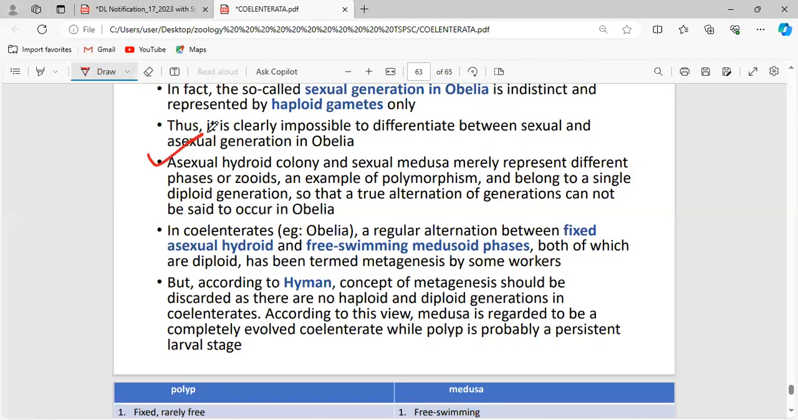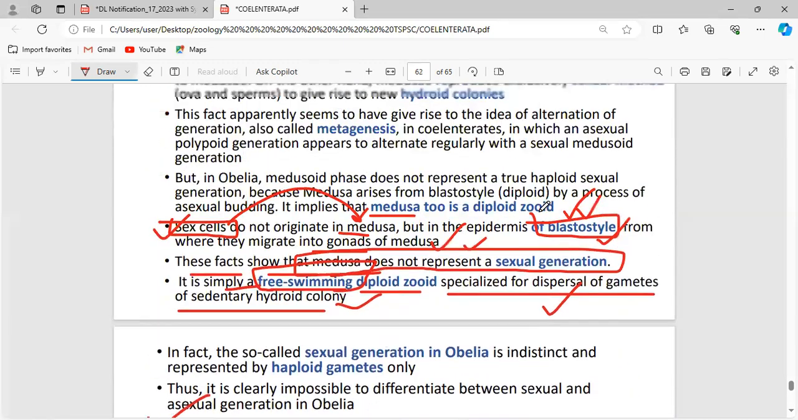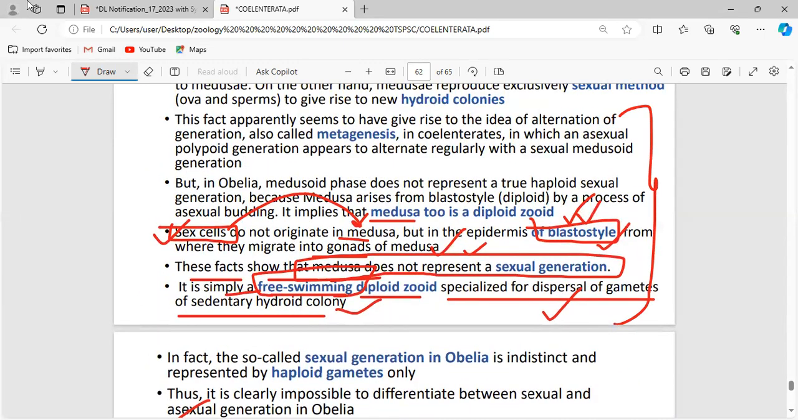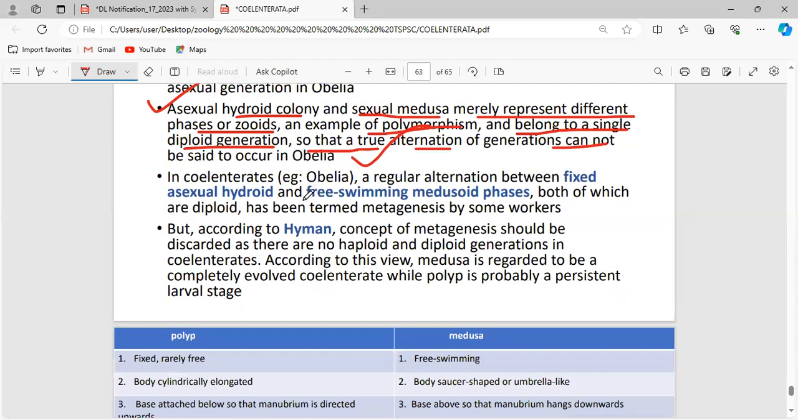Now, the asexual hydroid colony and the sexual medusa merely represent different phases or zooids, an example of polymorphism, and belong to a single diploid generation, so a true alternation of generation cannot be said to occur in Obelia. And these are all the reasons I have explained here for why it is not a true alternation of generation.